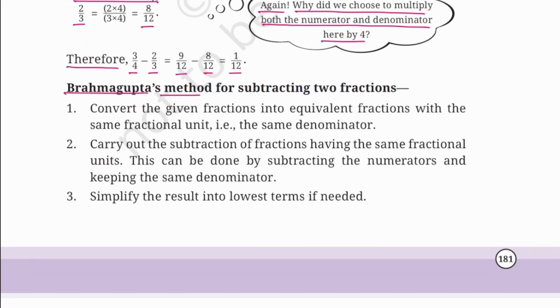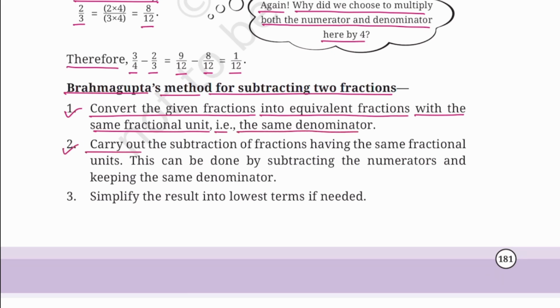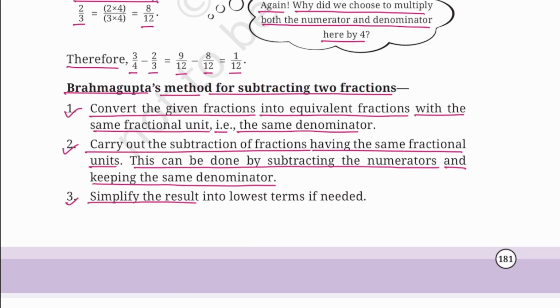Brahmgupta's method for subtracting two fractions. 1. Convert the given fractions into equivalent fractions with the same fractional unit, that is the same denominator. 2. Carry out the subtraction of fractions having the same fractional units. This can be done by subtracting the numerators and keeping the same denominator. 3. Simplify the result into lowest terms if needed.